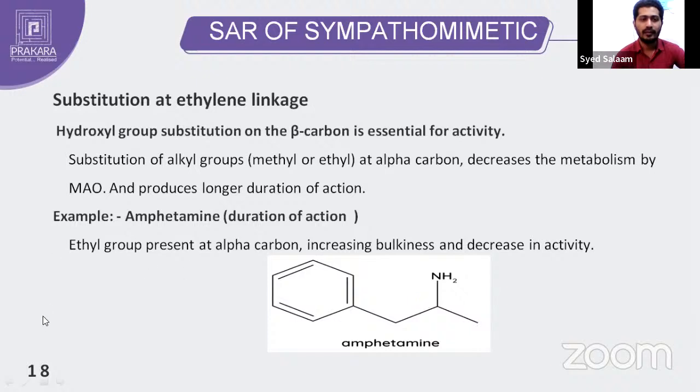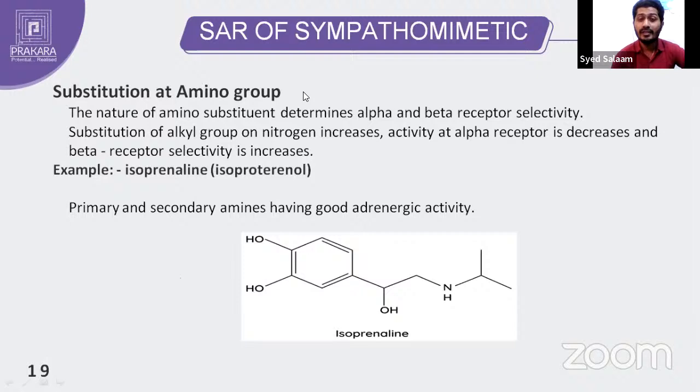Now let us see what happens. There is a substitution on the amino group. If the nitrogen of the amine gets substituted, like in isoproterenol or isoprenalin, you will be having an isopropyl group. This is isopropyl. So isopropyl will be attached here. There is a moiety getting attached here.